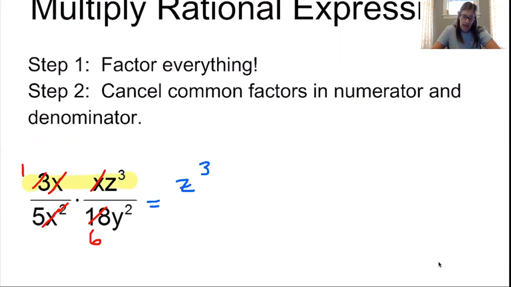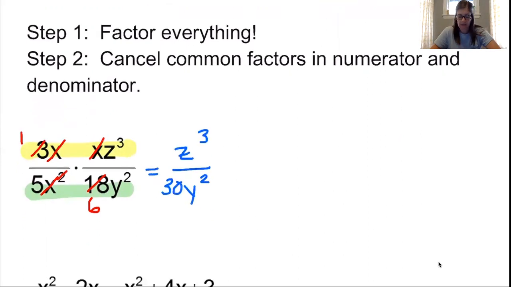And then everything that's left over in the denominator, so that will be 5 times 6, which is 30, and then a y squared. And again, if you wanted to multiply across at the very beginning, that would be fine, and then you would just be reducing with larger numbers.